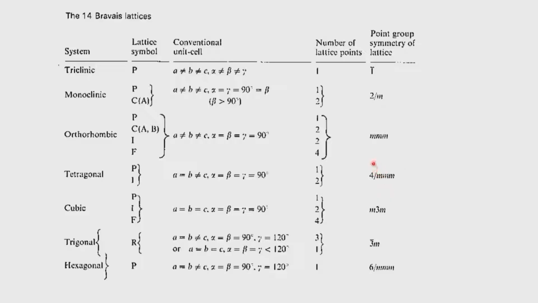Obviously, we cannot have a combination of this kind. It has to be 4 by m, 2 by m, 2 by m, which will have both primitive and inversion associated with it.